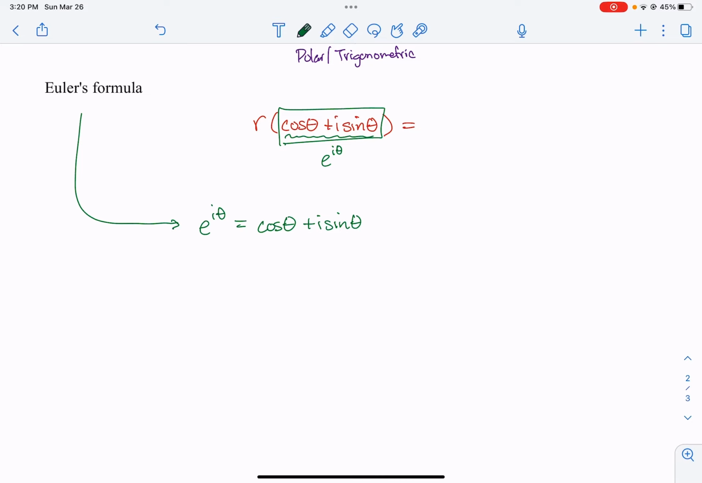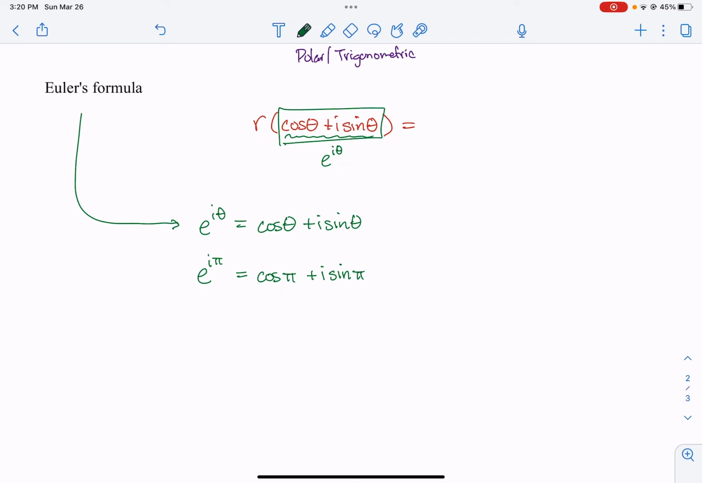And the most astounding result of this formula is what happens when you plug in pi. When you plug in pi for theta, you get e to the i pi is equal to cosine of pi plus i times sine of pi.